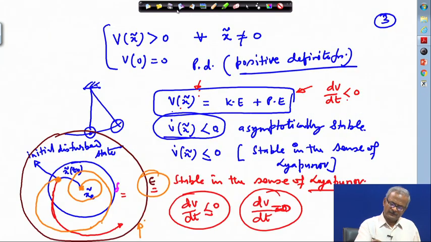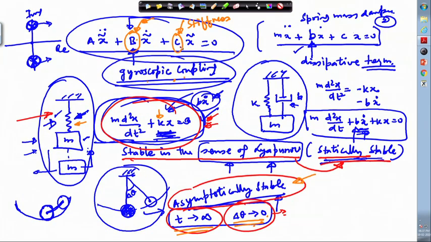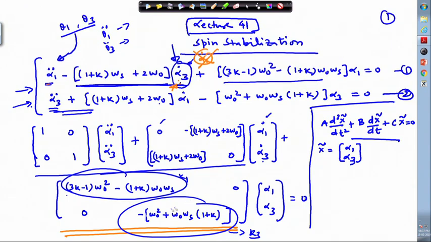Now we go back to this part. Here, if C is greater than 0, that is, if this particular matrix is positive definite, then we get a system which is stable in the sense of Lyapunov. But this part we will discuss a little later on. For this we need to define those conditions. Similarly, we will take up the details later on. Let us first discuss this part. So, this is our B matrix.